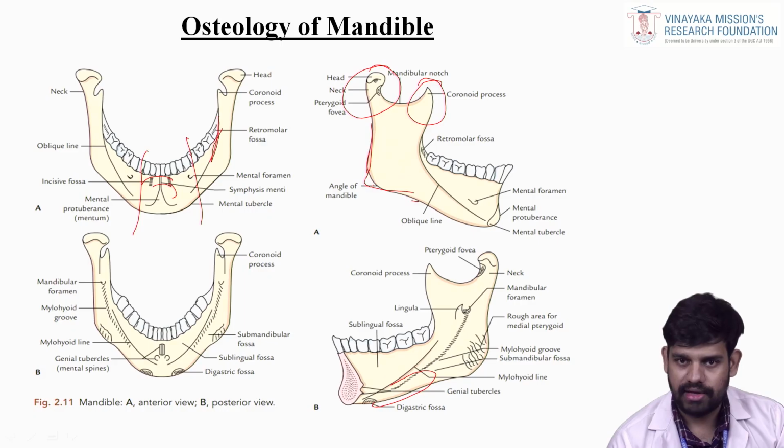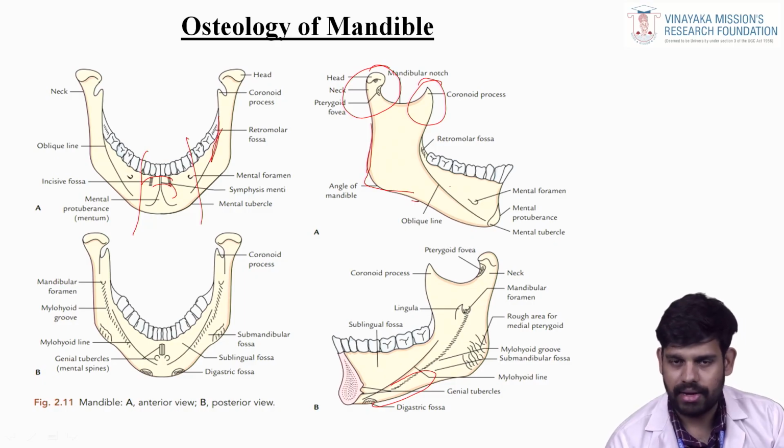The surgical angle is where the external oblique ridge arises from the anterior border of the ramus and the alveolar process of the mandible meets. The clinical angle is where you can see the internal oblique ridge from the anterior border of the ramus and the lingual aspect of the mandible, and it forms the origin of the internal oblique ridge.